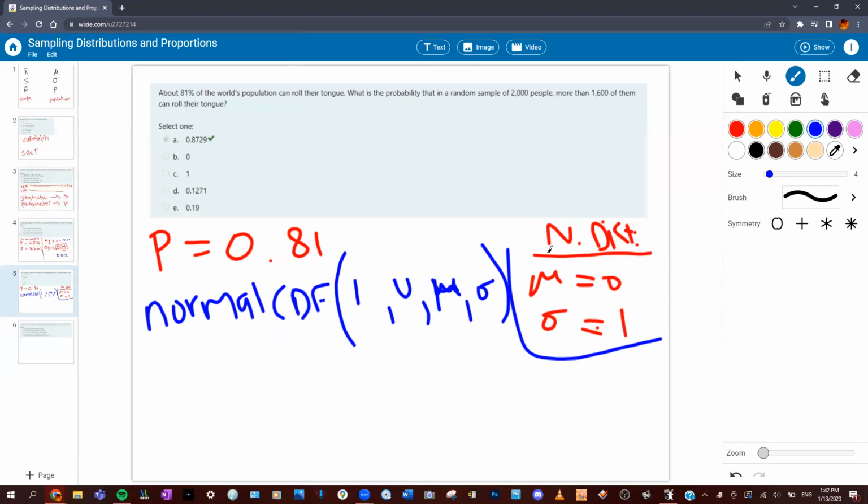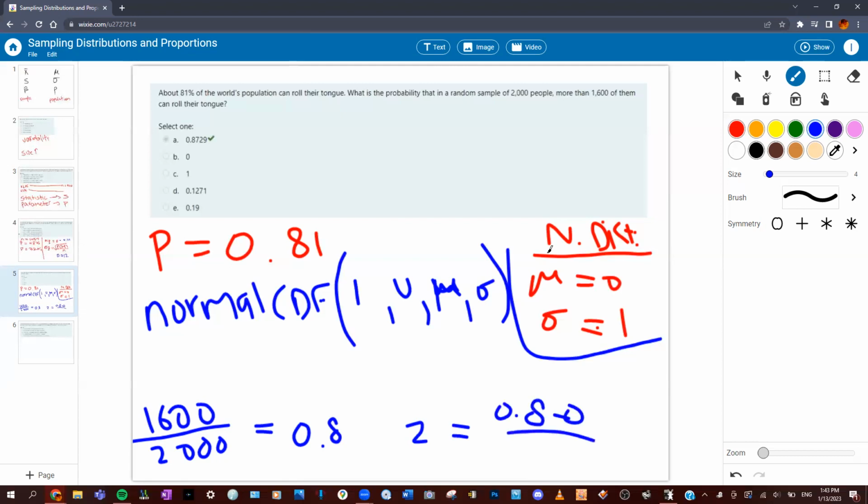But remember, anytime we use normal CDF, it always has to be a z-score. We're looking for more than 1,600 out of 2,000. Since this is a proportion, our x for the z-score is not going to be 1,600. It's going to be 1,600 divided by 2,000, which is 0.8. But we have to find the z-score of this, so we type in 0.8 minus 0 over 1, which is still 0.8.